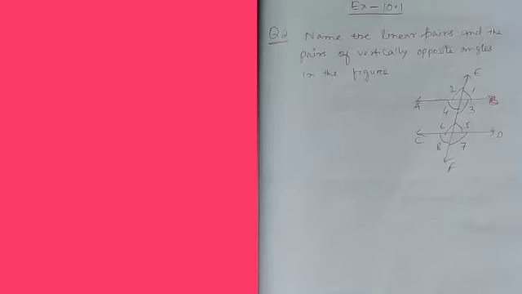What is a linear pair? When two angles' sum is 180 degrees, that means the two angles are forming a linear pair. Or else we can say, when two angles make up one straight line, then those two angles are known as a linear pair.